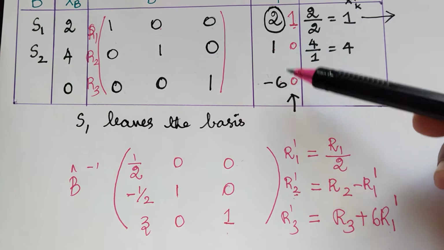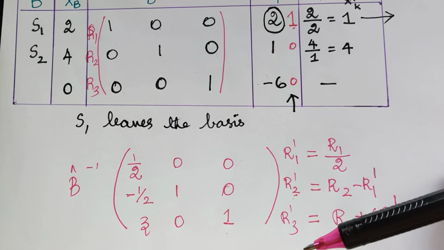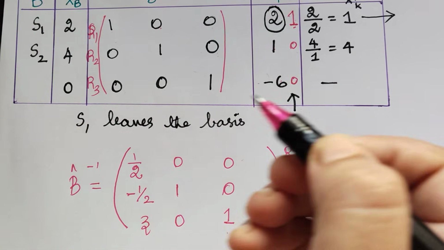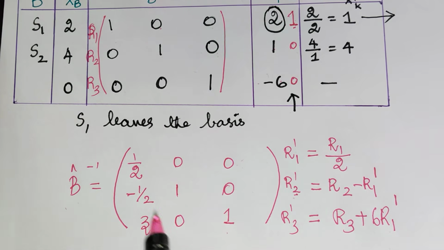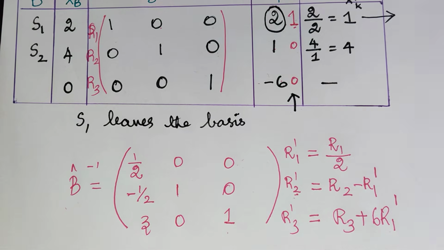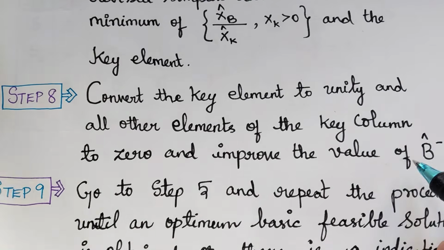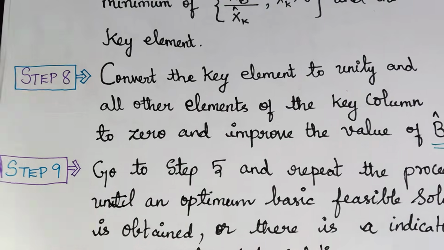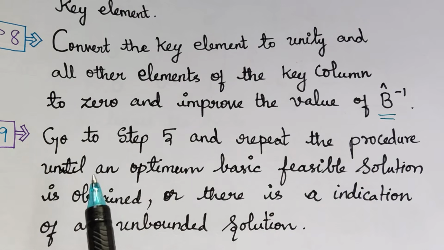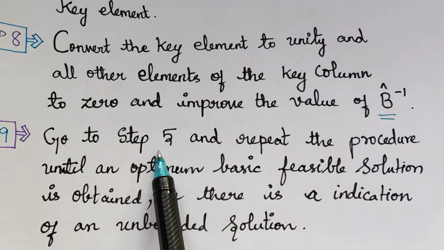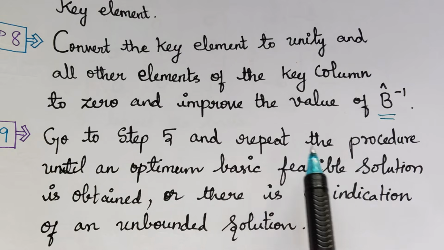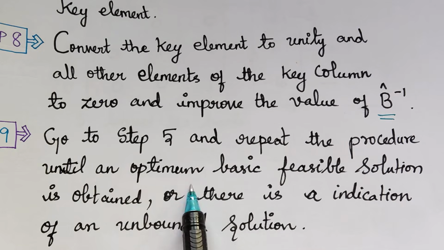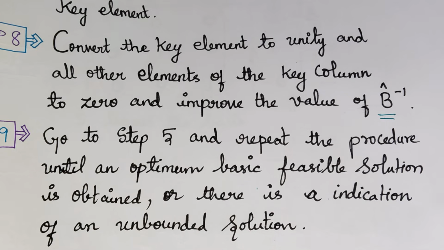Patiently go through this, you will surely understand it. So this gives us the updated B cap value, that is the B cap inverse value. After completing this, we have to go to step 9. What does step 9 say? Go to step 5 and repeat the procedure until an optimum basic feasible solution is obtained or there is an indication of an unbounded solution. So we have to go back to step 5.